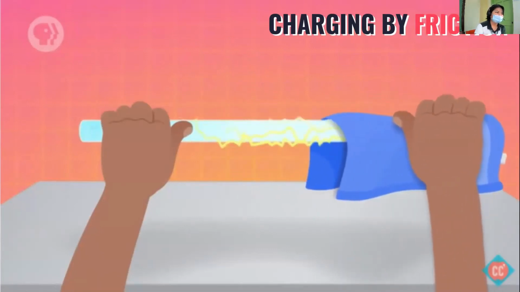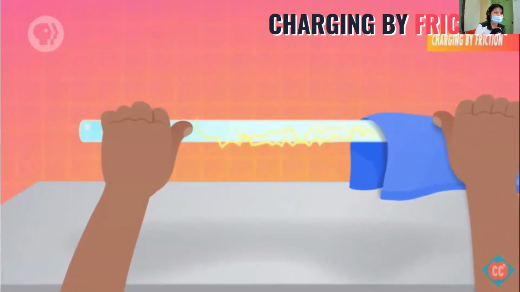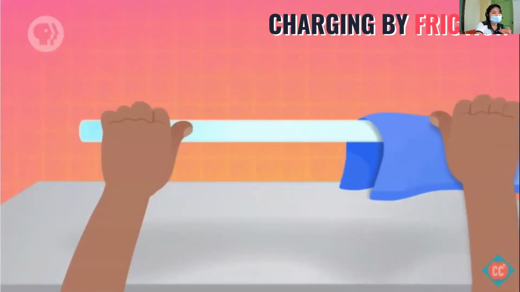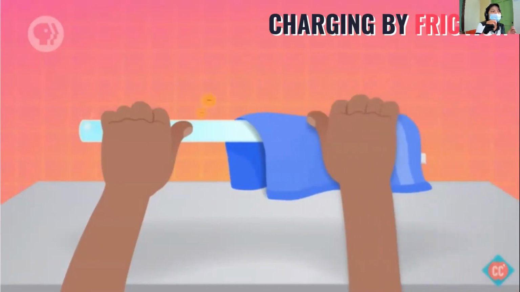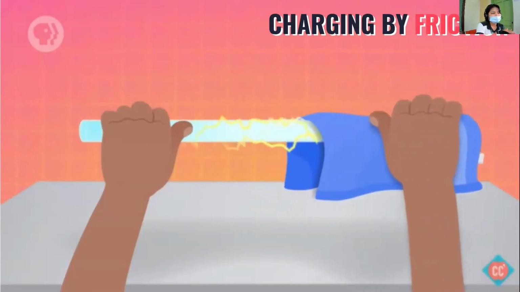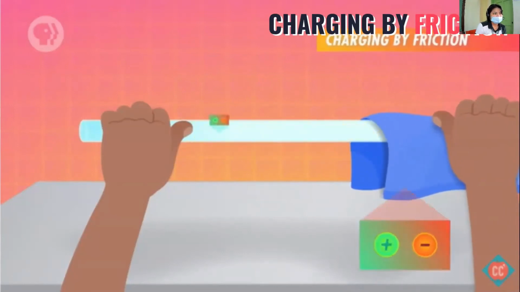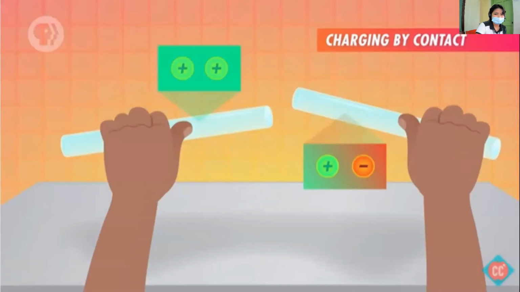Tandang-tanda ko grade 6 ata, yun yung pinagdala kami ng suklay, tapos irarub mo siya sa isang silk cloth, tapos may mga pira-pirasong papel. Pagkatapos mong mairub yung suklay, ilalapit mo naman ngayon yung suklay dun sa mga pieces of paper. Tapos nadikit yung pieces of paper dun sa suklay, kasi nga nag-transfer na yung electrons niya. So, again, charging by friction is by means of rub.